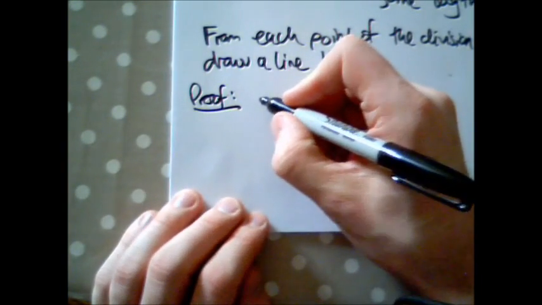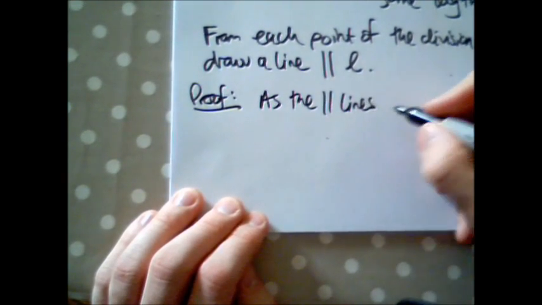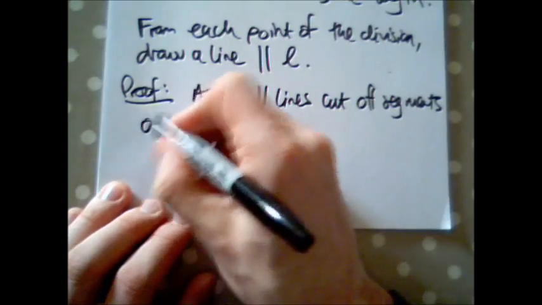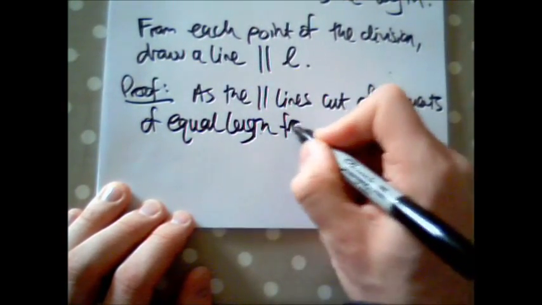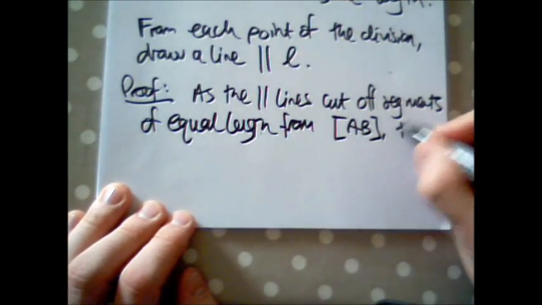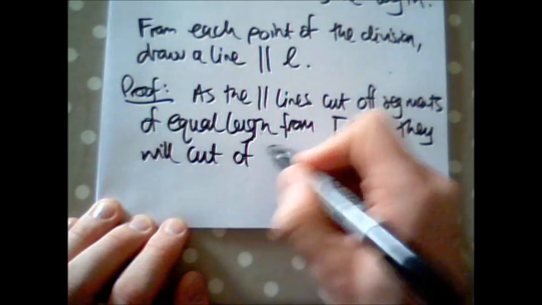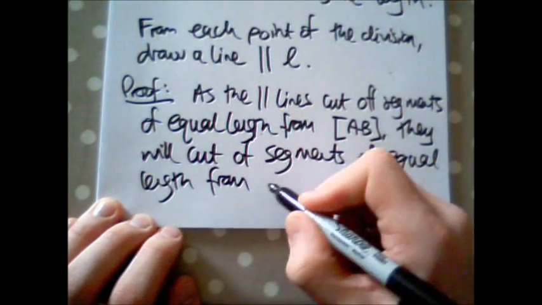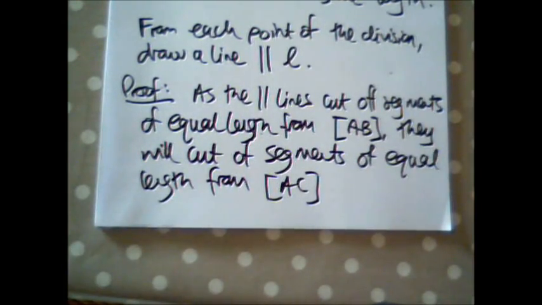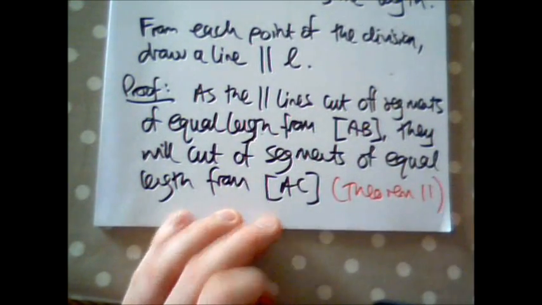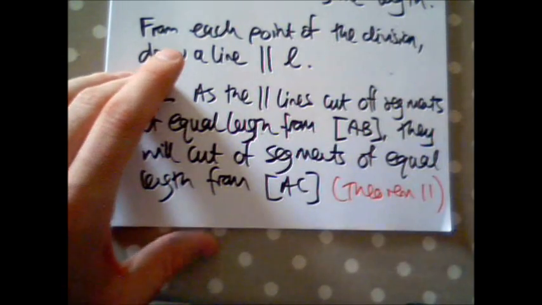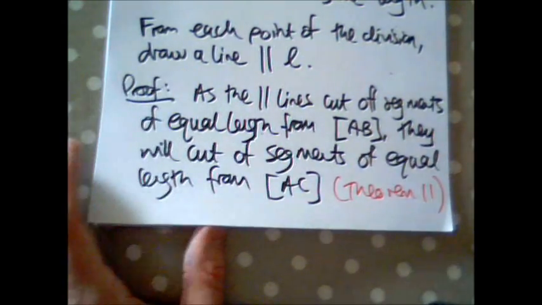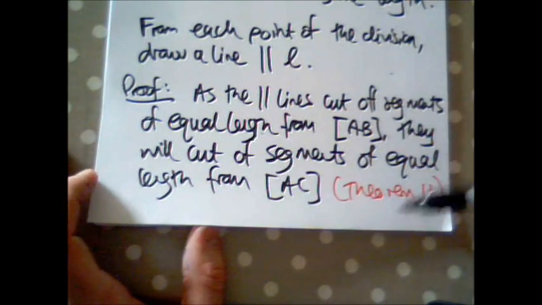Alright, so just to write that down, so the proof now says that as the parallel lines cut off segments of equal length from the line segment AB, they will cut off segments of equal length from the line AC, and that is by Theorem 11. Because we only have these three theorems we need to learn off, it's probably easier just to learn the number of the theorem, to be honest, rather than the theorem that says the transversal cuts blah blah blah. Okay, so as the parallel lines cut off segments of equal length from AB, they have to cut off segments of equal length from AC.